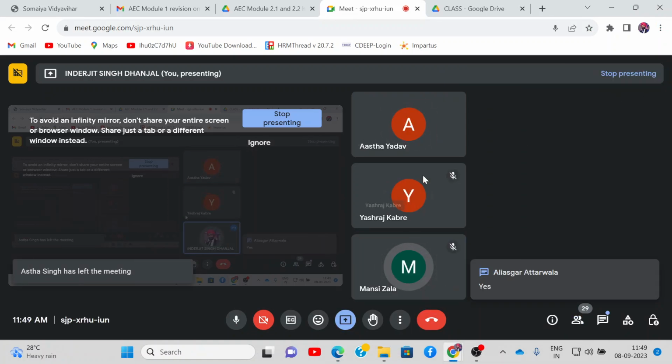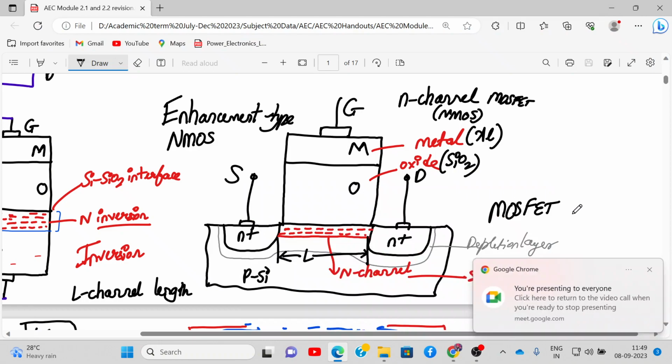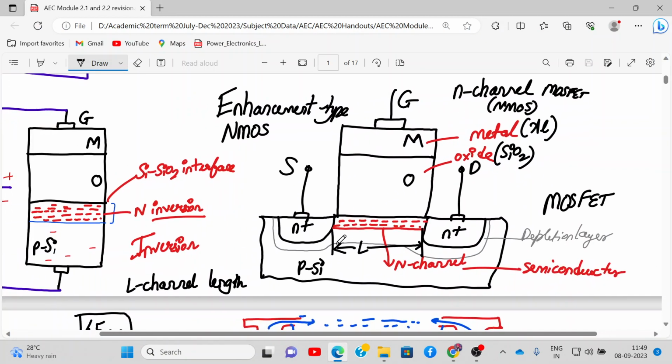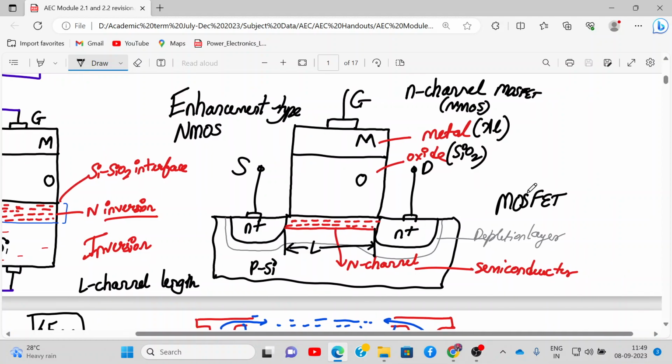Yeah, I will repeat why it is called enhancement once I discuss its characteristics. See, before applying any voltage, is there a channel formed over here? No, there is no channel. This N channel is not there, right? Yes, sir. So with the application of voltage, this N channel is getting formed. That's why it's called enhancement. Actually, it has another explanation also that I'll explain when I discuss the characteristics. Is this fine up till now? Okay, now this is the construction of the MOSFET.